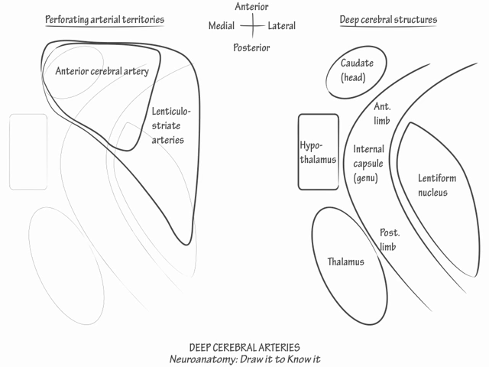As we can see, there is substantial overlap in the structures that the lenticulostriate and anterior cerebral arterial territories supply. To account for their differences, make a notation that the lenticulostriate arteries supply the superior portion of the overlapping structures, whereas the anterior cerebral arteries supply the inferior portion.